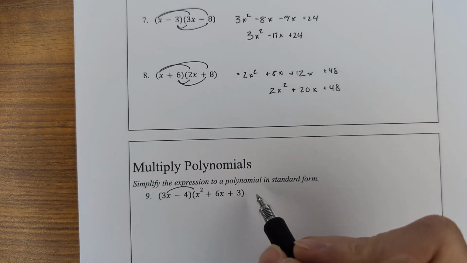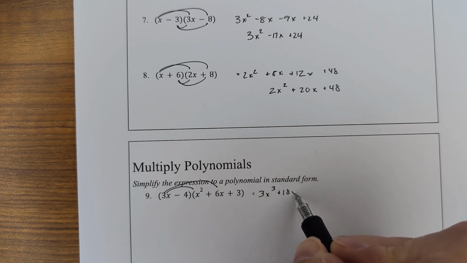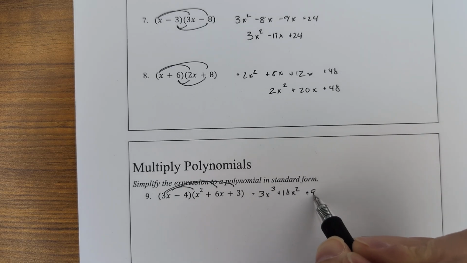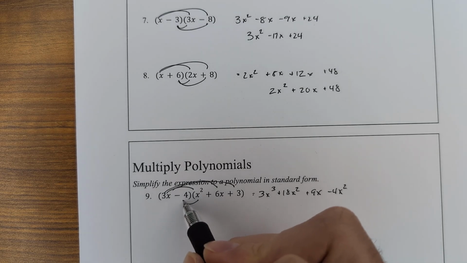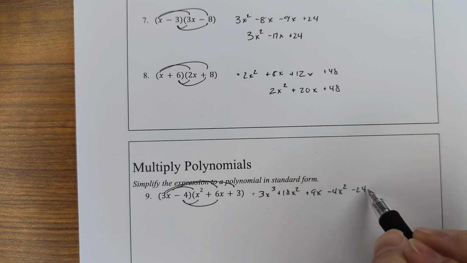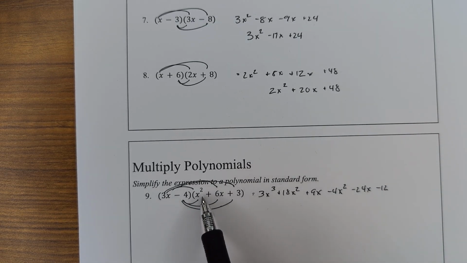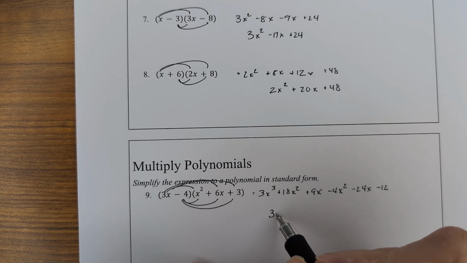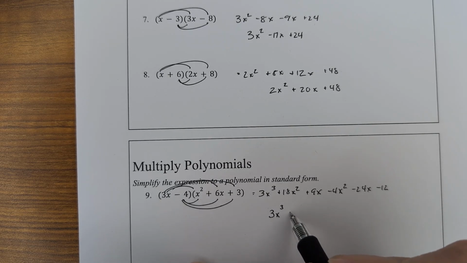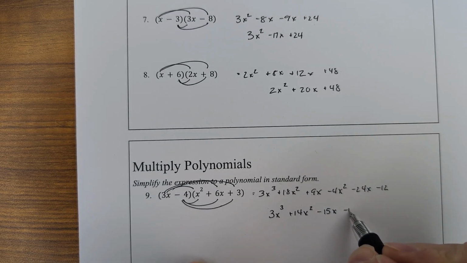So 3x times x squared would be 3x cubed. 3x times 6x, 18x squared. 3x times 3, 9x. Negative 4 times x squared, negative 4x squared. Negative 4 times 6x, negative 24x. And lastly, negative 12. So the first thing in the first set of parentheses just multiplies with everybody in the back, and then we just move down the list. And then we do our like terms. So that's the only x cubed term. X squared terms would be 14 total. Regular x's, negative 15, 9 minus 24, and then numbers, negative 12.